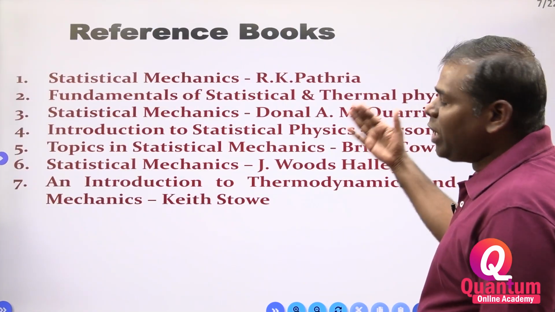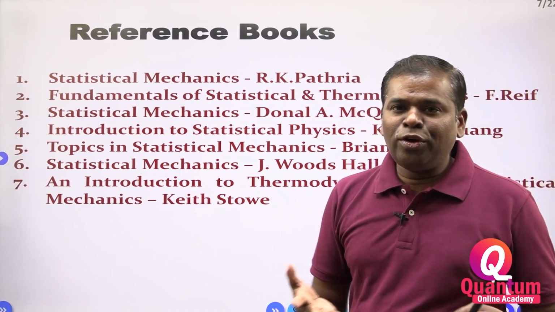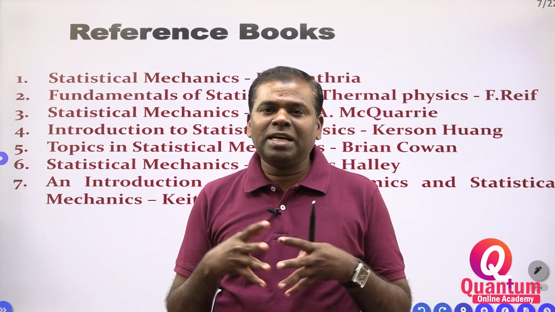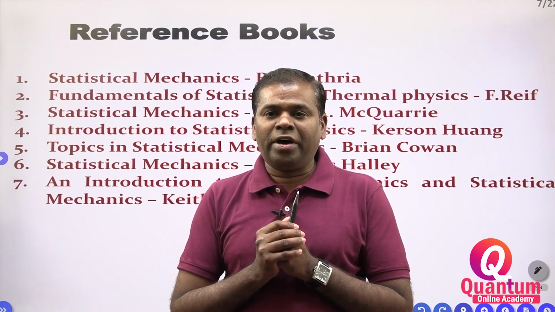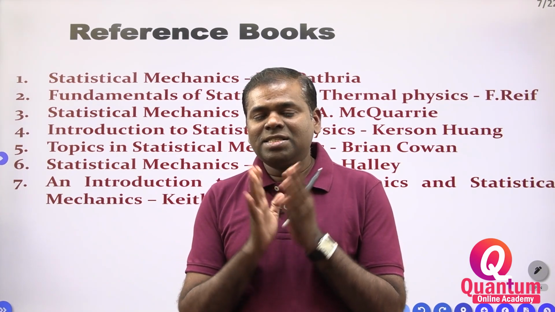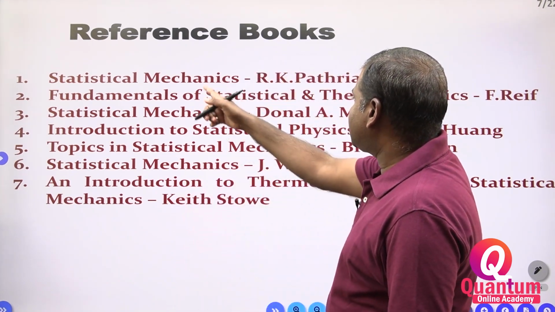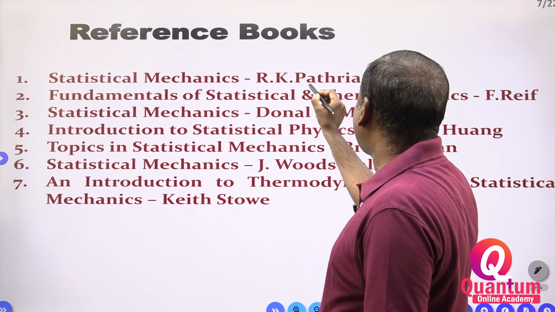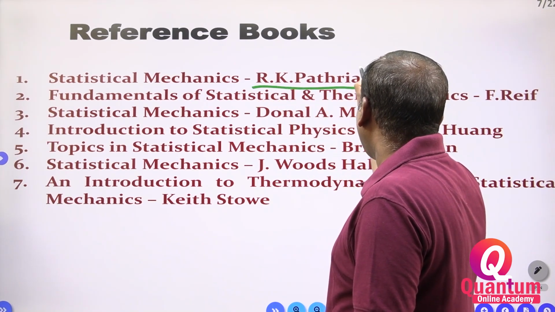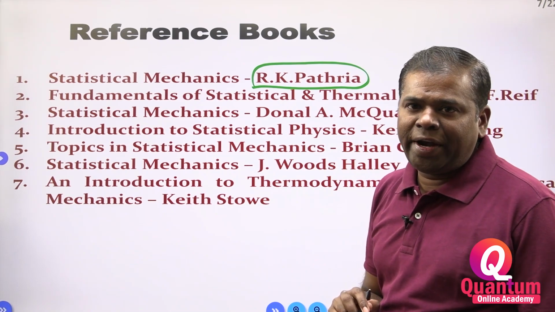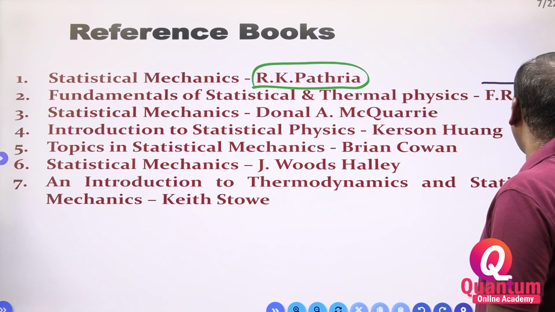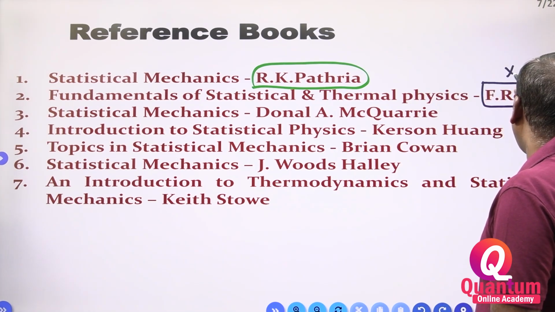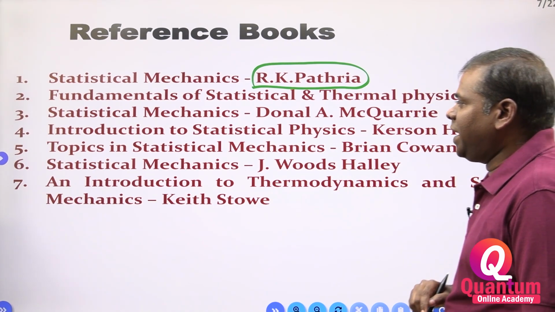Clear? Now, what are the reference books? We know the syllabus now. Thermodynamics and Statistical Physics syllabus, you know. Now, what books do we have to refer to follow this syllabus? First, you have to see Statistical Mechanics by Pathria, R.K. Pathria. This book is very, very important, easy also. Fundamentals of Statistical and Thermal Physics, Reif. It is a very, very essential book for statistical mechanics. This book is very nice.